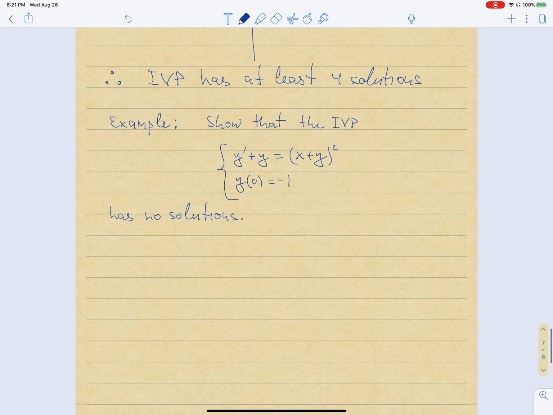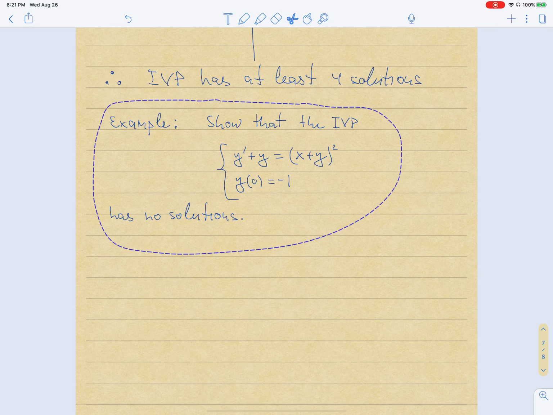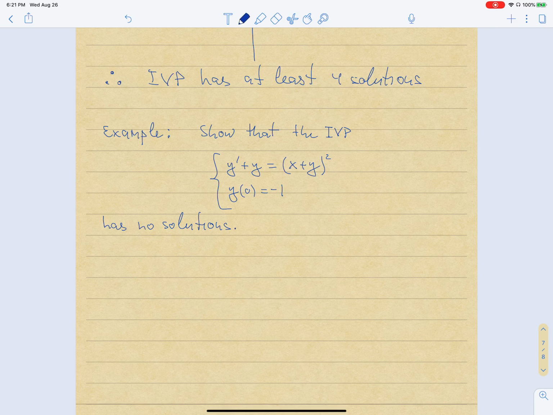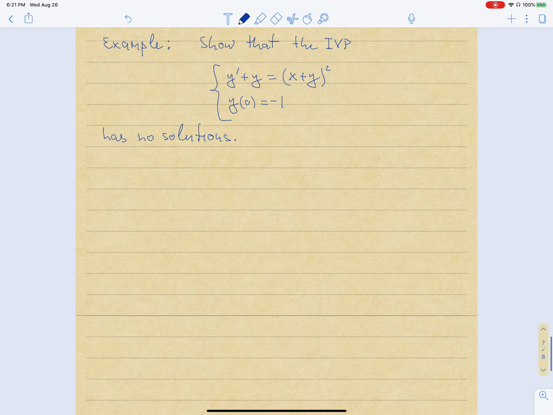And then the final example, before I move on with this in the next lecture, I want to demonstrate that this initial value problem that I'm writing here actually has no solutions at all. And how can I demonstrate that? Let me see. Actually, let me do it in the next lecture. So I'm going to stop here, and then we'll continue in the next lecture.